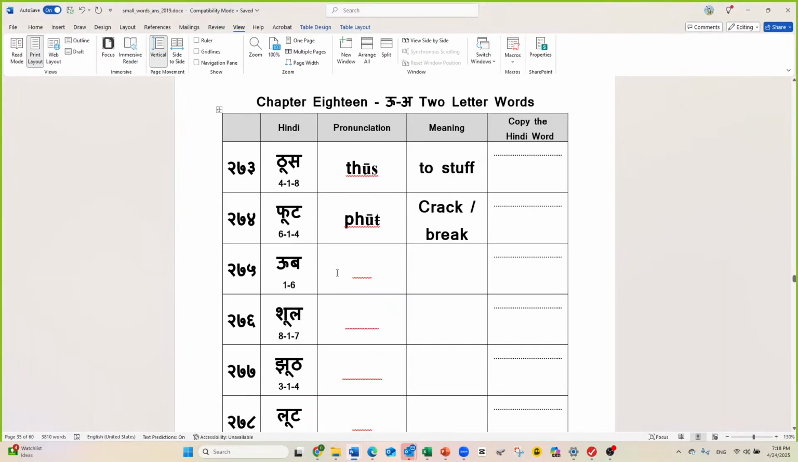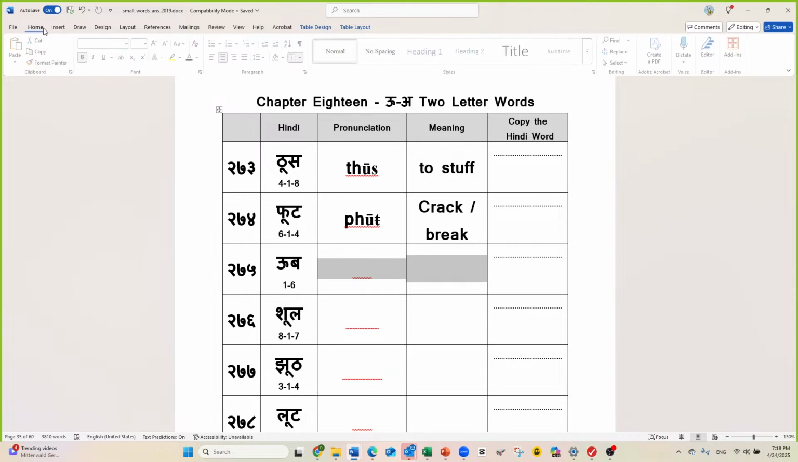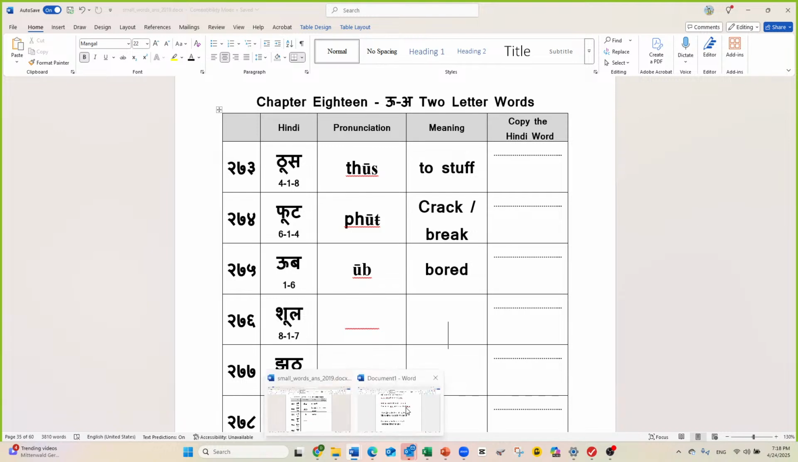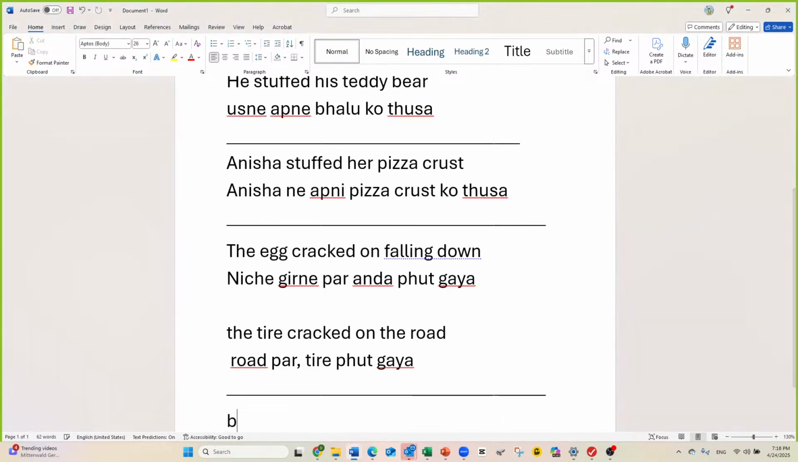Read me the next word. Oob. Oob is to get bored. Okay, give me a sentence with the English word bored.